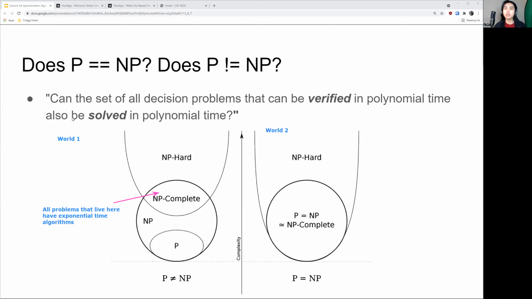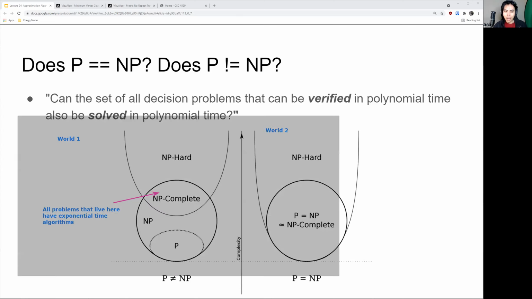That's the hope, right? We don't know if we live in world 1 or if we live in world 2. Everyone is assuming we live in world 1, but we might actually live in world 2. No one knows for sure, right? No one has proved one way or another. So that's the worlds as we know them.